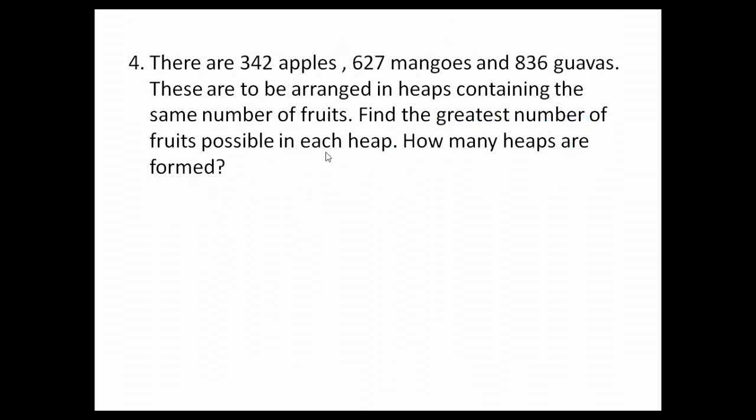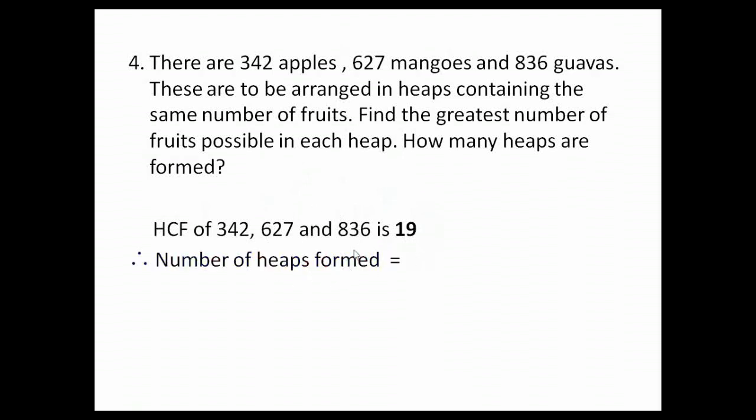Means we have to find the HCF, the greatest number of fruits that is possible in each heap. So we can find the HCF of these three numbers. So HCF of 342, 627 and 836 is 19. Now you'll use any of the two methods to find the HCF. After you use the methods to find the HCF, you will get 19.